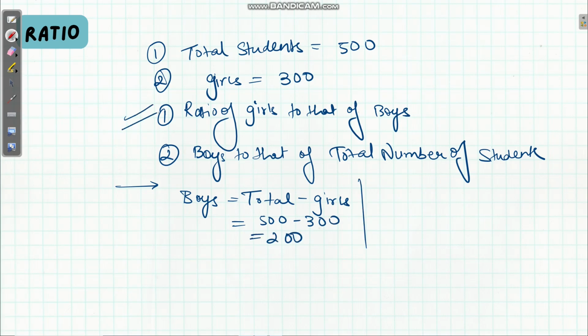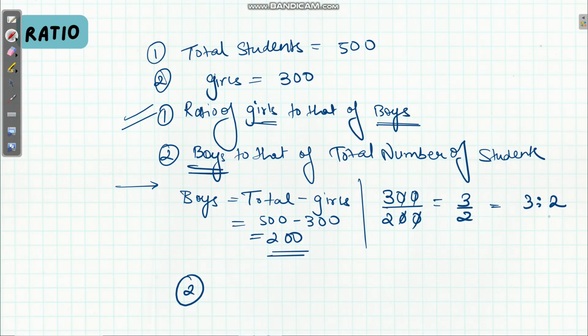Now let's solve the first question, that is the ratio of girls to boys. The first word over here is girls, so it is 300 upon that of boys. Boys are what we just calculated, that is 200. Cancel the 0s, that is 3 upon 2, that is nothing but 3 is to 2. So this is the ratio of girls to boys. Let's solve the second question, boys to the total number of students. Boys we know is 200 upon total 500. Cancel the zeros, your answer is 2 upon 5, that is 2 is to 5. This is the ratio of boys to the total number of students.